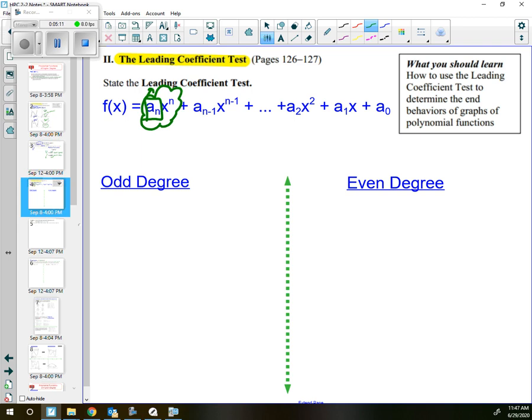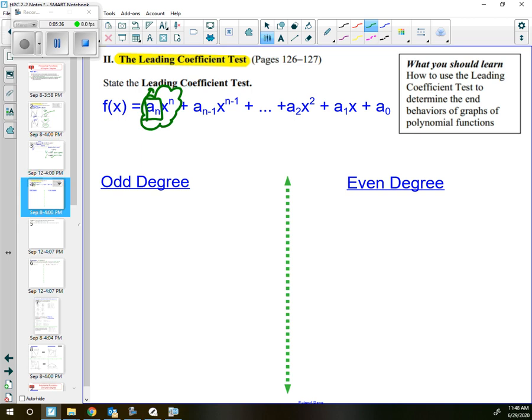So if it's an odd degree function, think in your head like the x cubed and the x to the 7th, it depends on what that leading coefficient is. If that leading coefficient is positive versus negative, it's going to affect the direction that it's opening. Remember, just like parabolas, right? If the A was positive, it opened up. If the A was negative, it opened down. It's the same thing for all these others. The end behavior is going to be different.